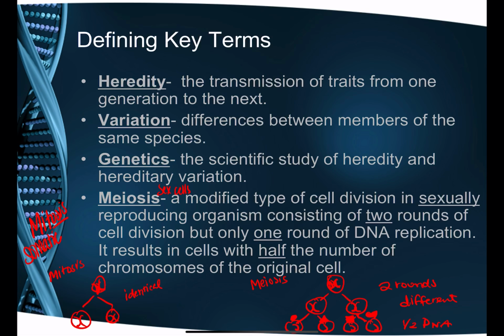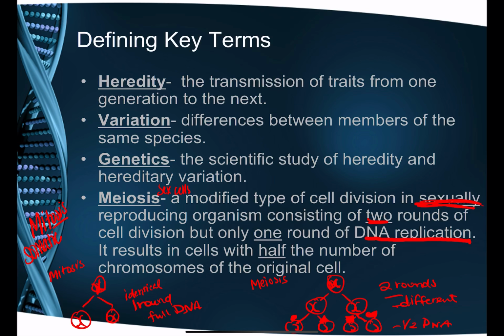We're going to go all through meiosis later, but I'm just trying to broadly overview it here. So it's a modified type of cell division in sexually reproducing organisms, has 2 rounds of division, but only 1 round of DNA replication, okay? 1 round of DNA replication, that's important. And so you get cells with half of the number of chromosomes as the original cell. Okay? And we see that here. 2 rounds, they're different, half the DNA. 1 round, full DNA, and they're identical in mitosis.